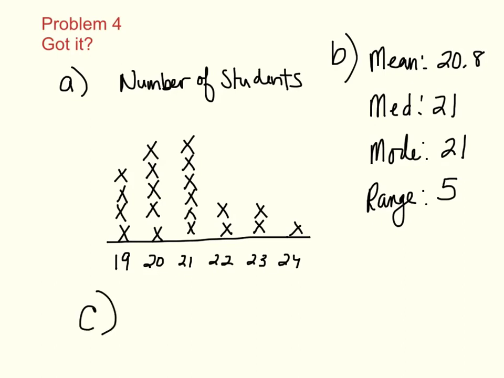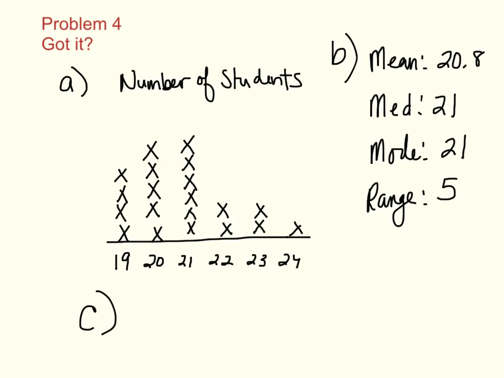C asks, how can you use the line plot to determine whether the mean and median are equal? Well, you can use the line plot to see whether the data are symmetrical. If they are, then the mean and median are equal. If they are not, the mean and median are not equal.